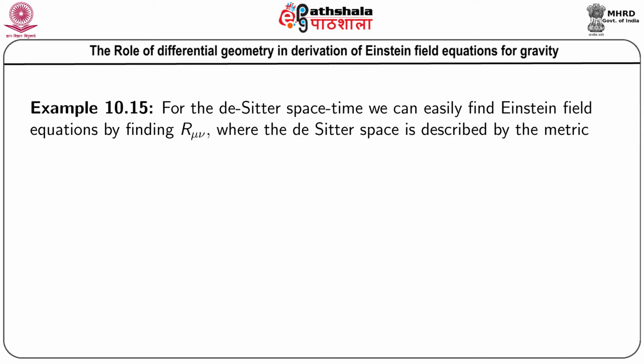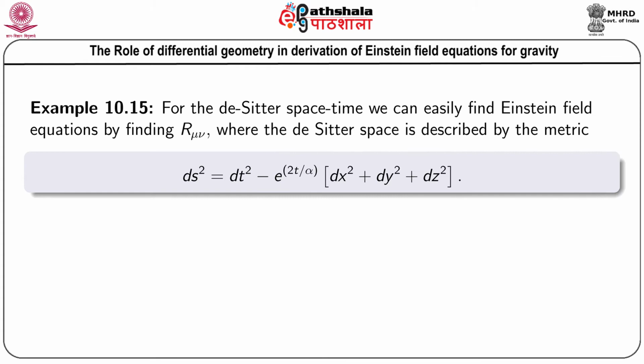Now, let us consider an example. For the de Sitter space time, we can easily find these Einstein field equations by finding the R mu nu, where the de Sitter space is described by the metric ds square equals dt square minus e to the power 2t by alpha within the bracket dx square plus dy square plus dz square.